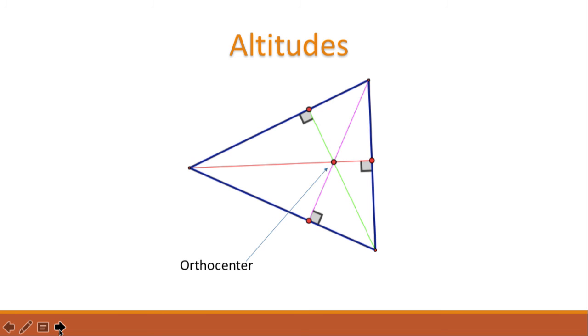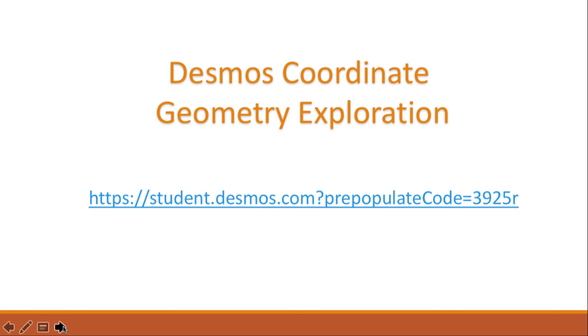Altitudes are segments with an endpoint at a vertex that intersect the opposite side at a 90-degree angle. There are 3 altitudes in a triangle, and all 3 intersect in one point called the orthocenter. The coordinates of the circumcenter, centroid, and orthocenter can be found in the coordinate plane when the vertices of the triangle are given. After you finish this video, you will do an activity in Desmos to learn how to find these coordinates.